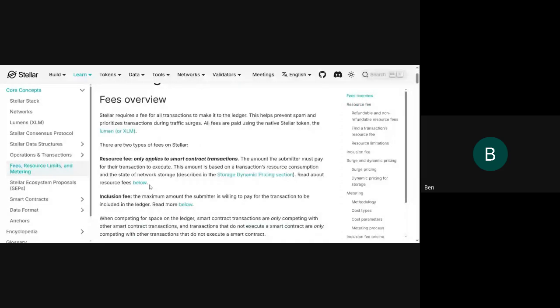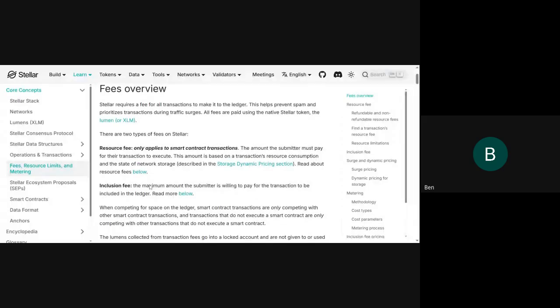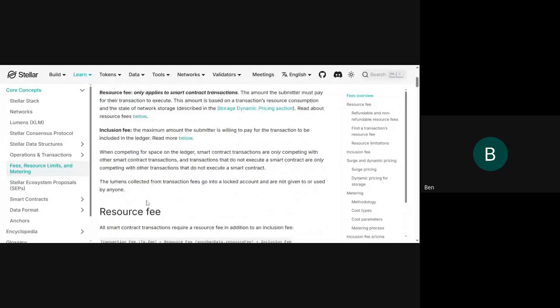So the other type of fee is the inclusion fee. This is the maximum amount the submitter is willing to pay for the transaction to be included in the ledger. When competing for space on the ledger, smart contract transactions are only competing with other smart contract transactions, and transactions that do not execute a smart contract are only competing with other transactions that do not execute a smart contract. So the lumens collected from transaction fees go into a locked account and are not given to or used by anyone, like we said.